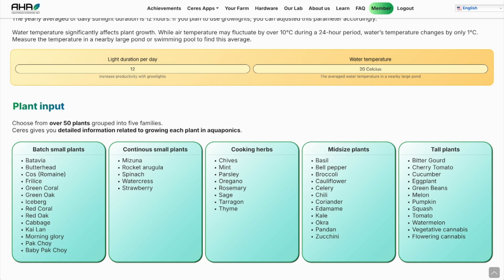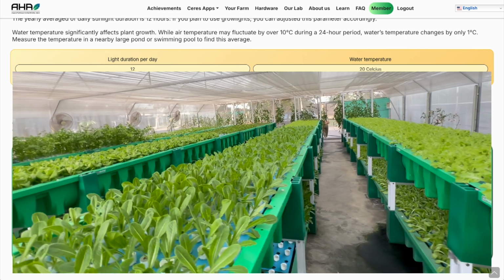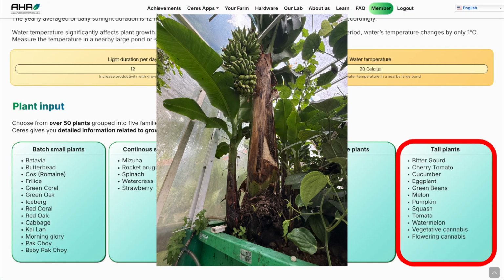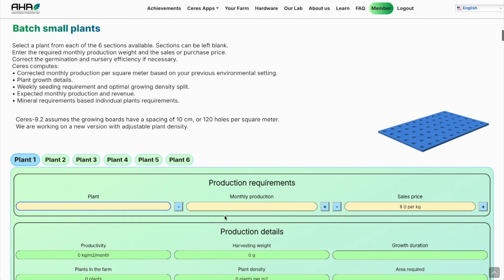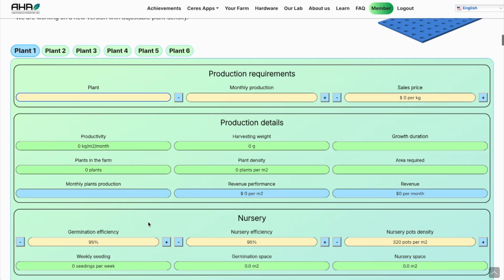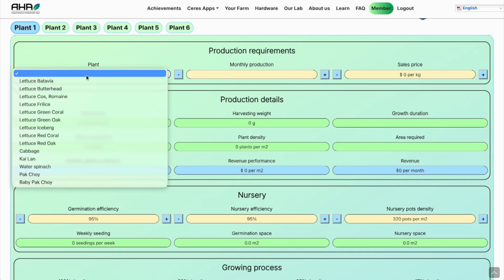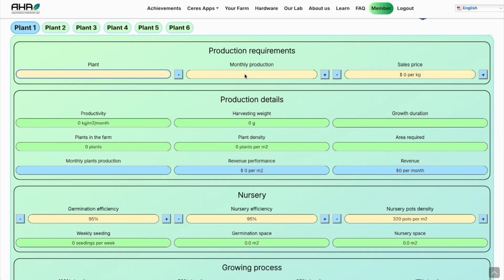All these plants can be grown in a stacked system. The 5th type includes tall plants that need a single-level growing system. Ceres Production accepts up to 6 different vegetables per type. Select a vegetable. Let's grow some butterhead. Enter the required monthly production. We want 60 kilograms per month.